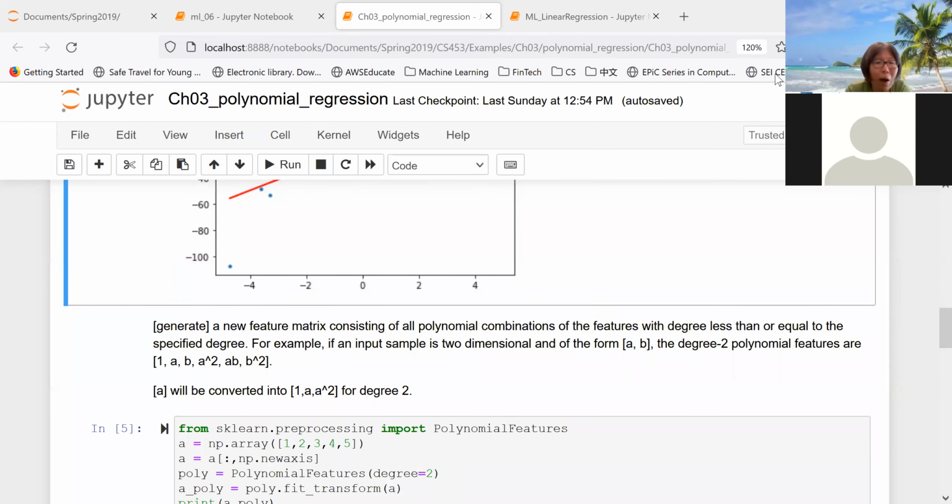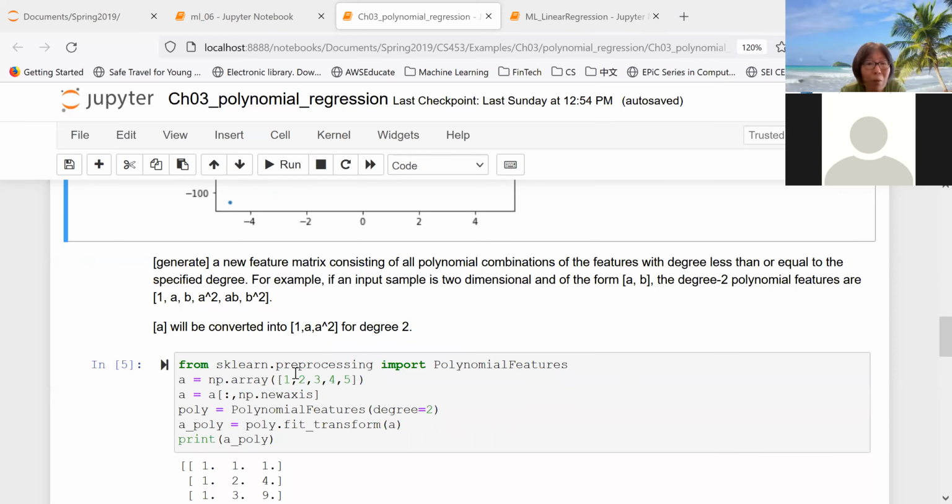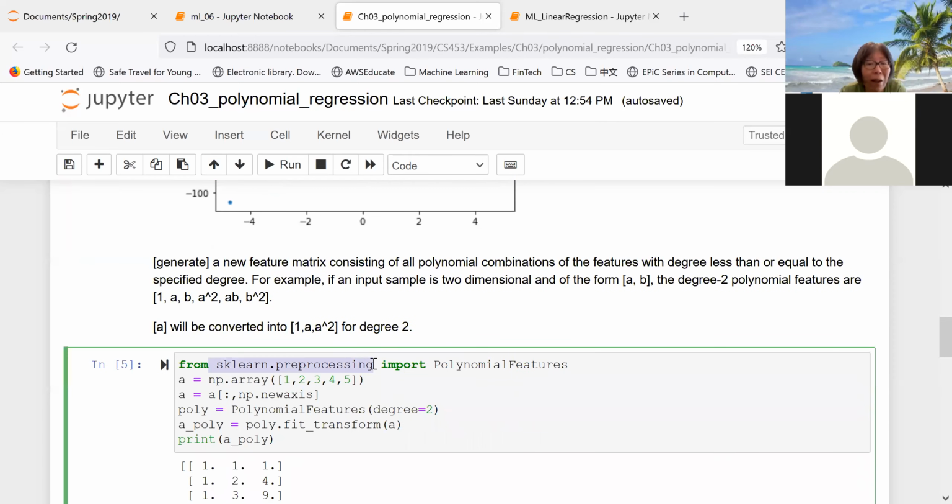So can we try with polynomial? Something like x, then x squared, x cubed, plus the coefficients. How are we going to do this polynomial? In sklearn, it comes from the preprocessing package, where you import PolynomialFeatures. Here is an example to show us.